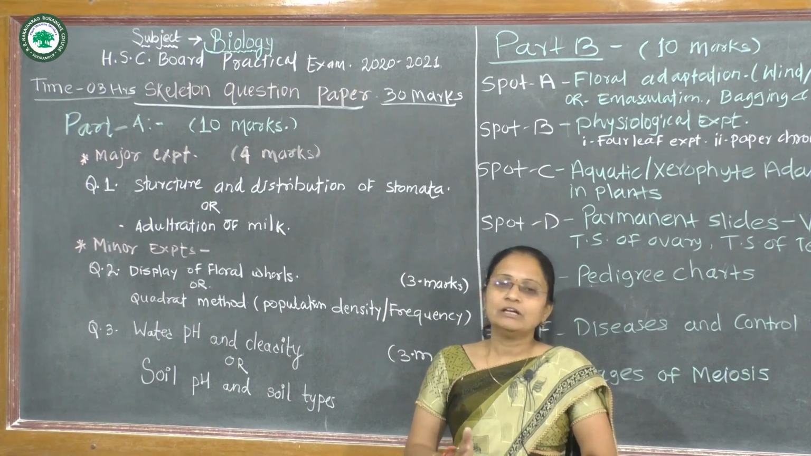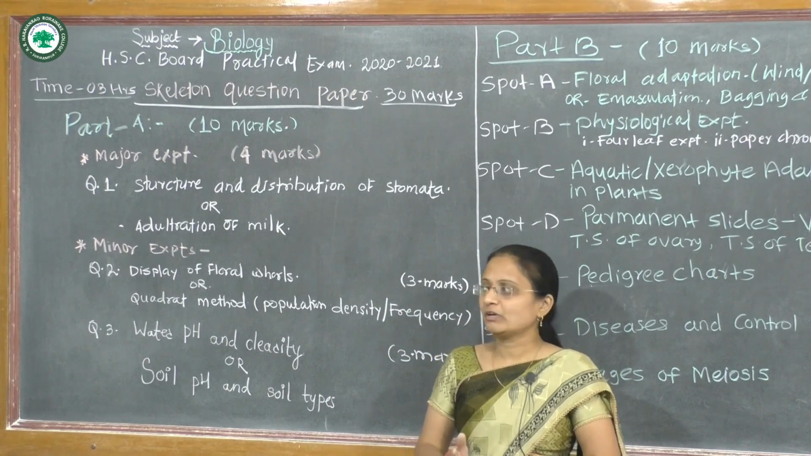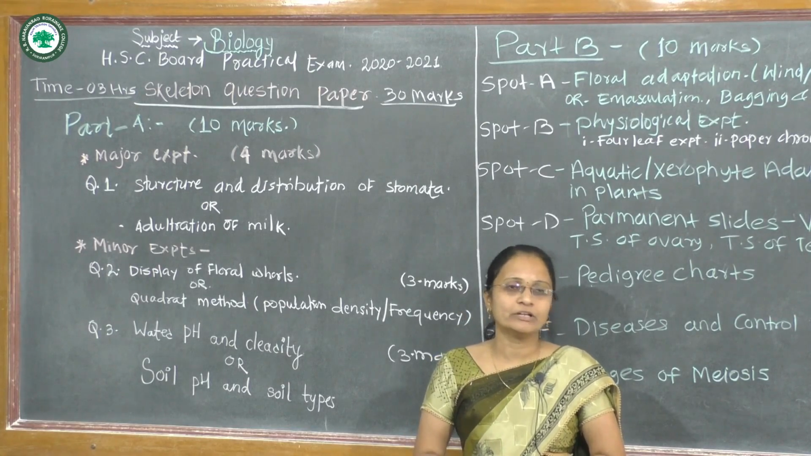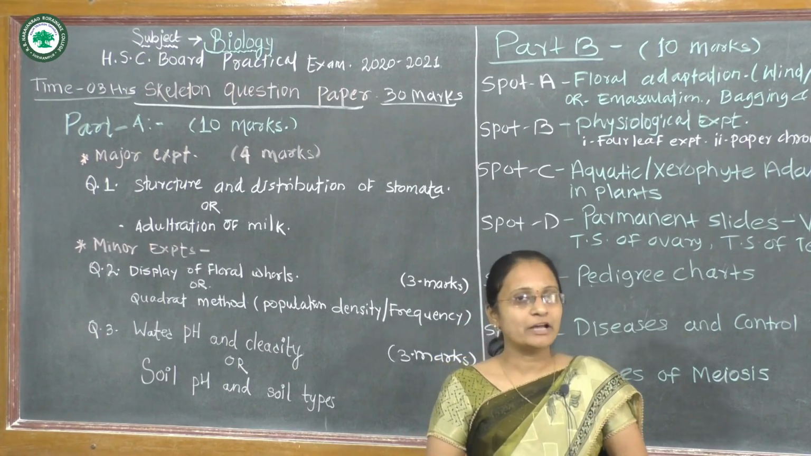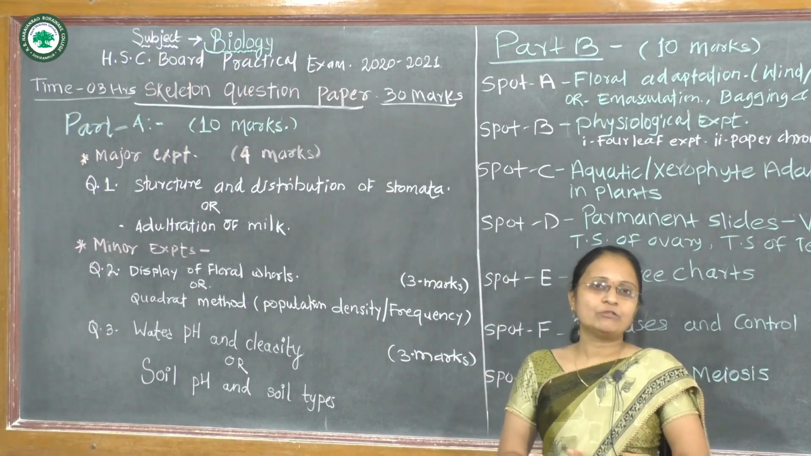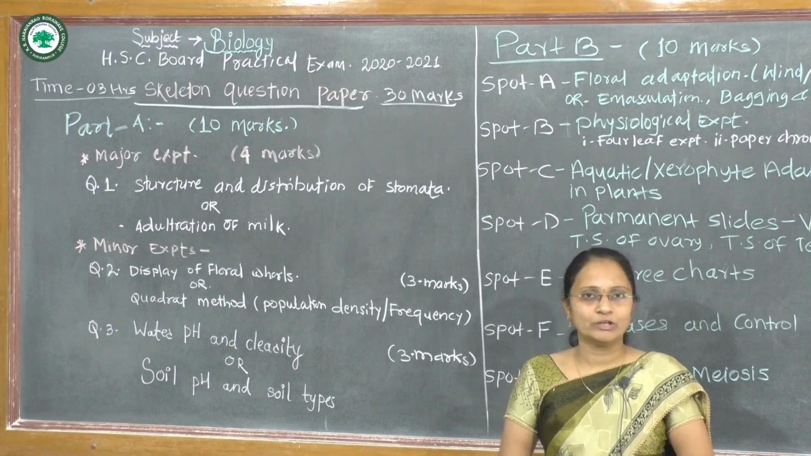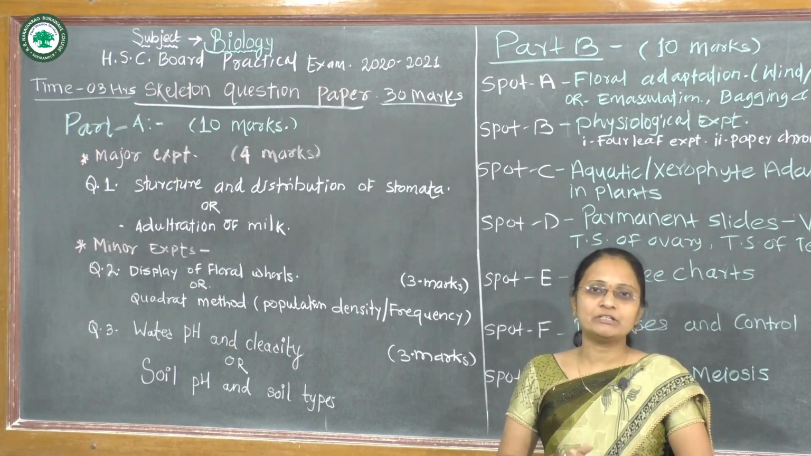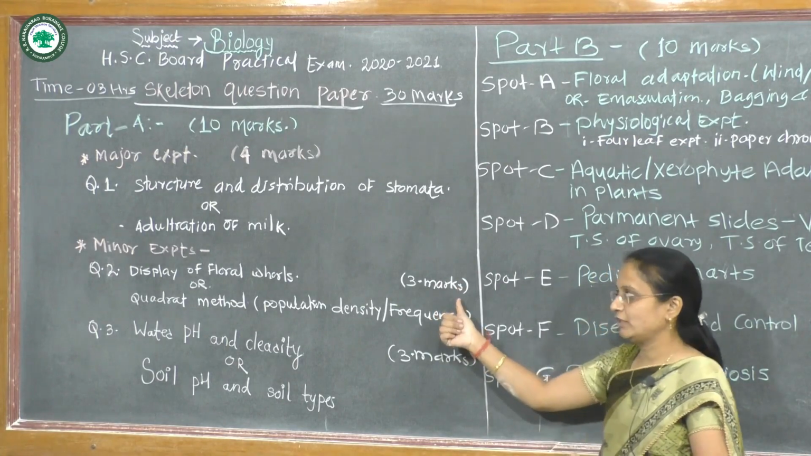of the ovary. You have to observe these floral parts with the help of the naked eye, and the structure of the ovary with the help of the microscope. Here you have to use only the simple microscope for the identification of the ovary. The TS of the ovary that you have to take, this experiment also carries 3 marks.